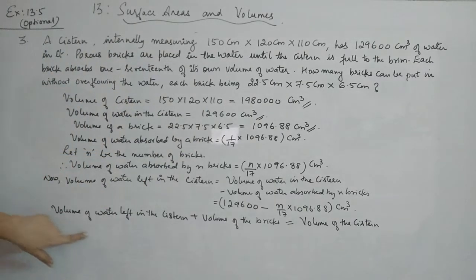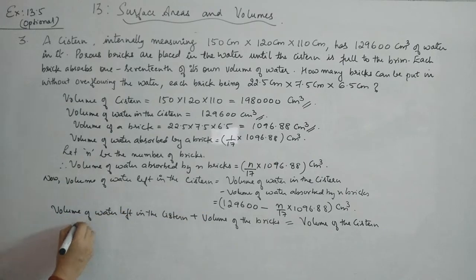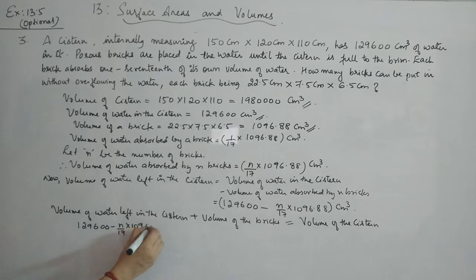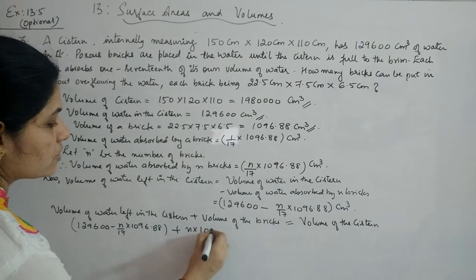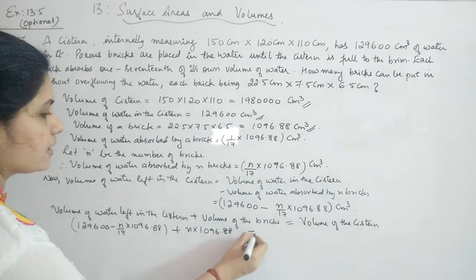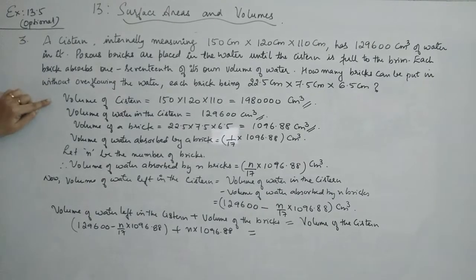Okay, so what is the volume of water left? This much: 129,600 minus N by 17 into 1096.88. This is this volume plus the volume of the bricks. How much have you got? The volume of one brick you have calculated. So how many bricks do you have? You have taken N bricks. So it will be N into the volume of one brick. So it is N into 1096.88. And this is equal to the volume of the cistern. The volume of the cistern is 198,0000.